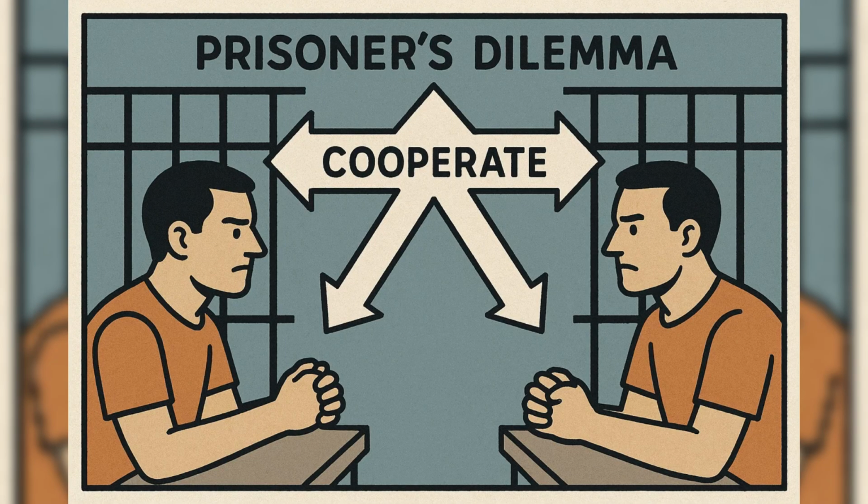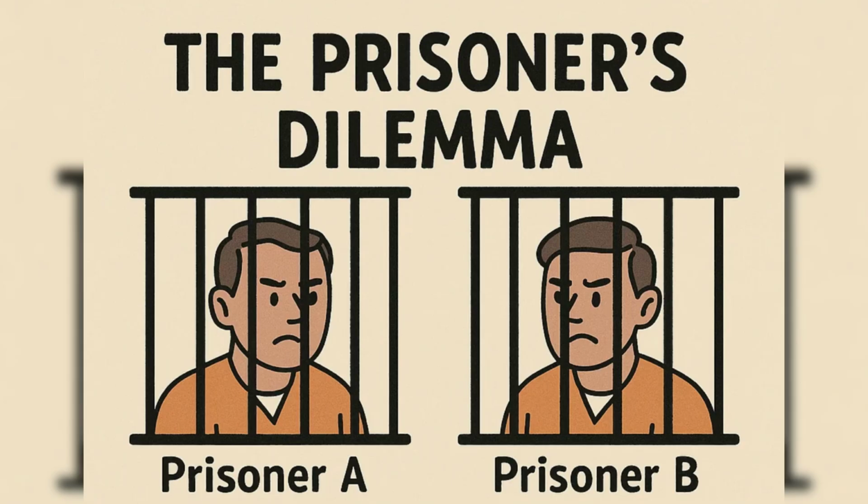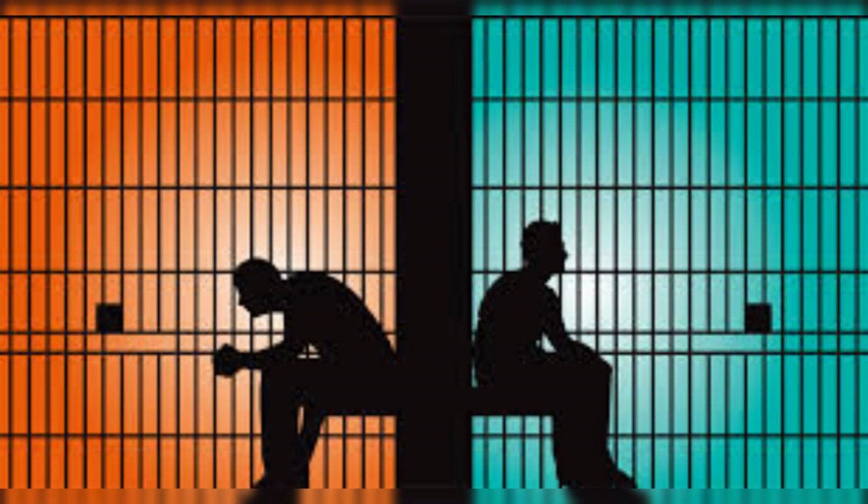Logically, from an individual perspective, betraying seems like the safest bet, as it minimizes the personal risk. But if both think that way, they end up worse off than if they had cooperated. It's a paradox of rationality.